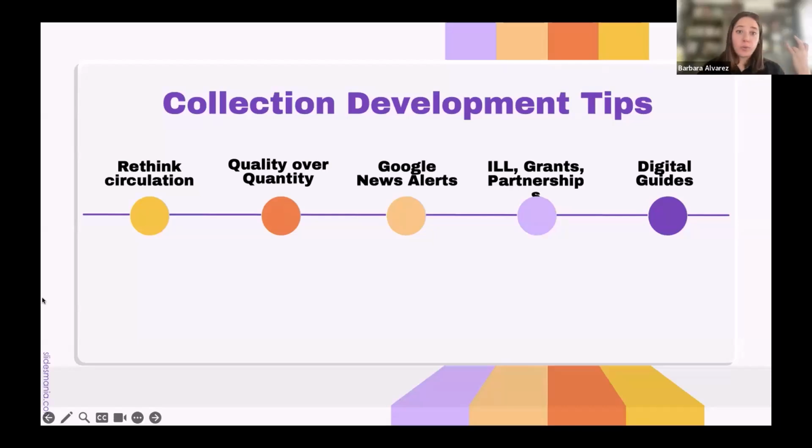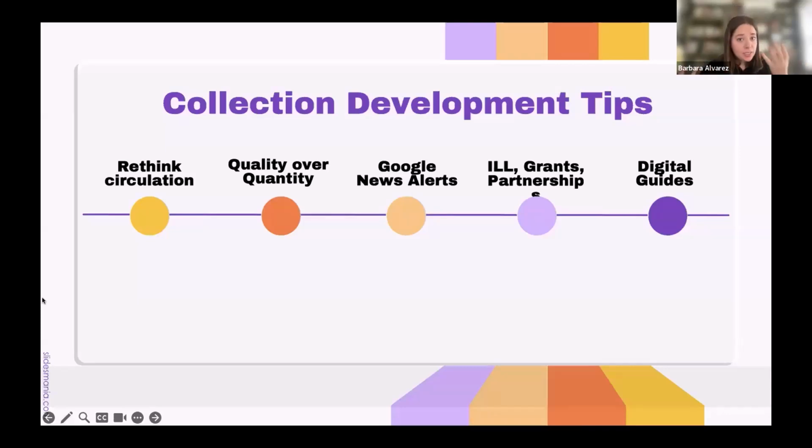And then also grants. There are grant opportunities that are coming out right now. I see them all the time. And perhaps this is an opportunity for you to apply for a grant on this topic, especially if your library doesn't have a lot of wiggle room with the budget.